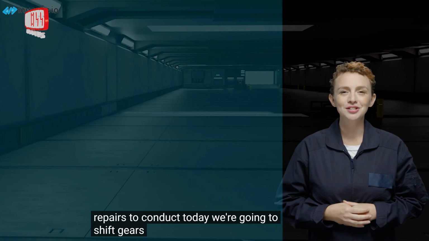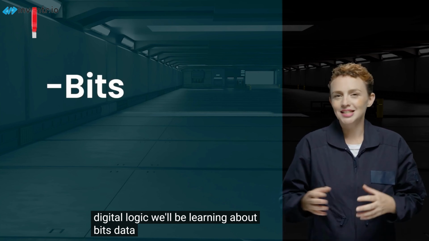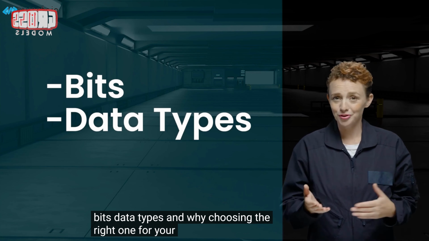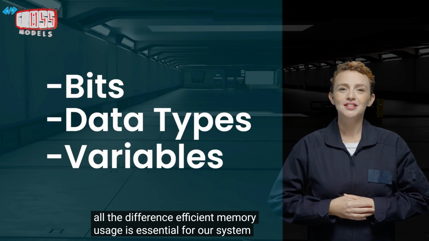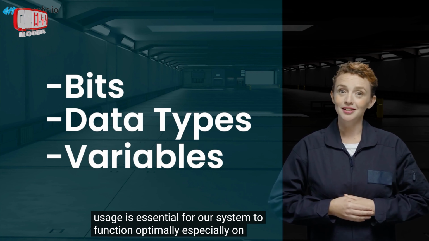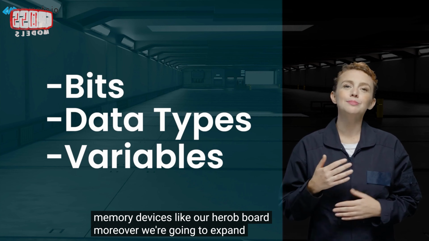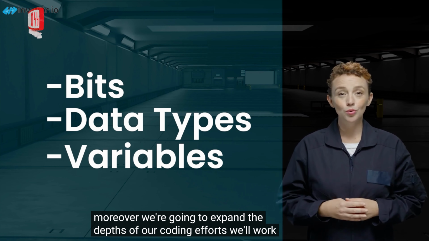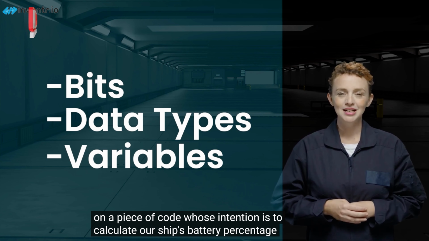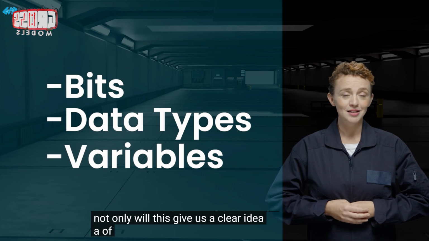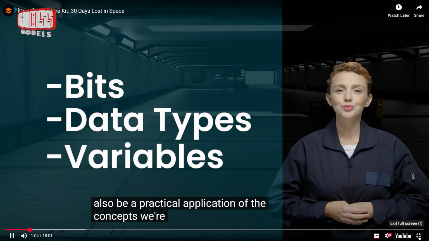Today, we're going to shift gears and delve into a bit of digital logic. We'll be learning about bits, data types, and why choosing the right one for your variables can make all the difference. Efficient memory usage is essential for our system to function optimally, especially on low memory devices like our Hero board. Moreover, we're going to expand the depths of our coding efforts. We'll work on a piece of code whose intention is to calculate our ship's battery percentage. Not only will this give us a clearer idea of our power situation, but it will also be a practical application of the concepts we're learning.